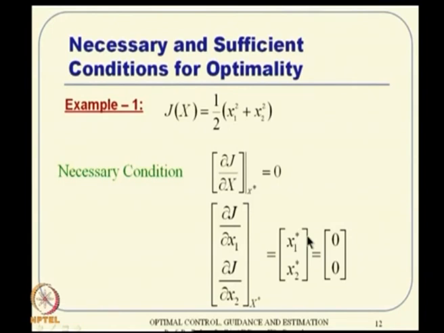Anyway, coming back to the example, suppose we take an example of a two-dimensional case now, half of x1 square plus x2 square, and we want to see where the minimum lies.